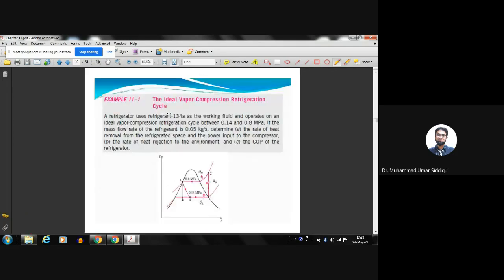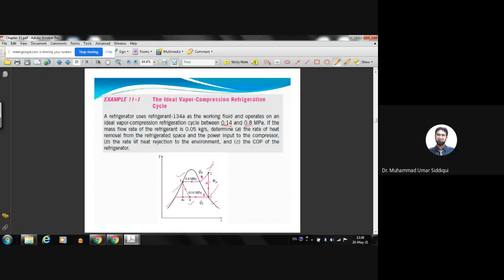Then let's say we have another problem here. We have a refrigerator that uses R134A as the working fluid and operates on an ideal vapor compression refrigeration cycle between 0.14 and 0.8 megapascal. So the pressures, this is the low pressure and this is the high pressure. Low pressure means this is P1 and P4. High pressure means this will be P2 and P3.